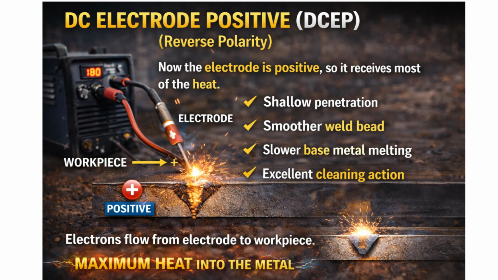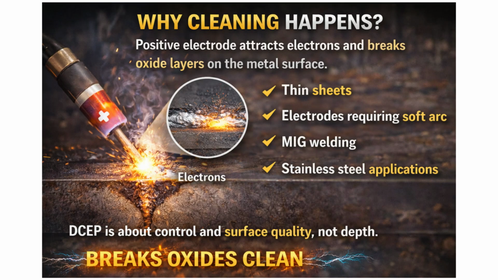Now comes DCEP, also called reverse polarity. Connection: electrode positive, workpiece negative. What changes? Now the electrode is positive, so it receives most of the heat. Results: shallow penetration, smoother weld bead, slower base metal melting, excellent cleaning action. Why does cleaning happen? The positive electrode attracts electrons and breaks oxide layers on the metal surface.